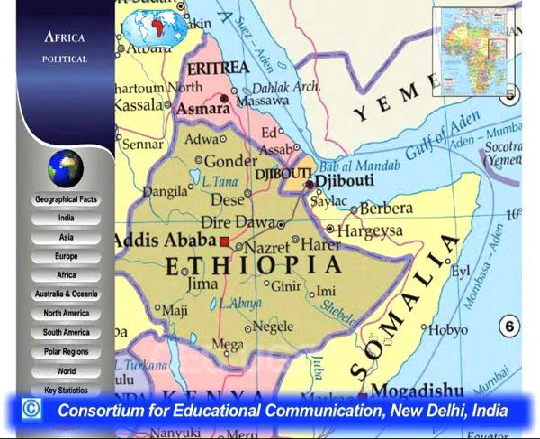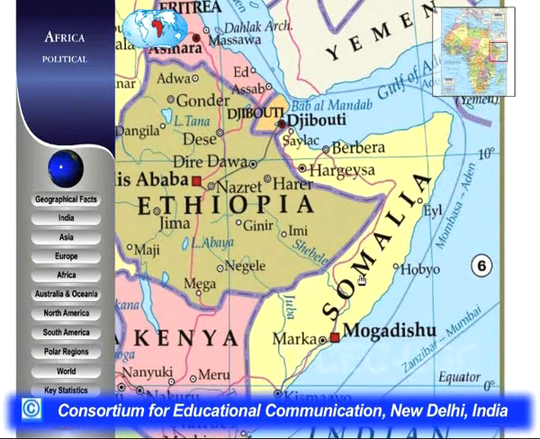Now it is Somalia. If you see the map of Somalia, physically it appears like a horn. Therefore, now Somalia is known as the Horn of Africa.